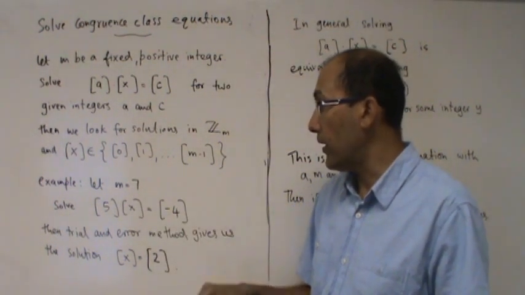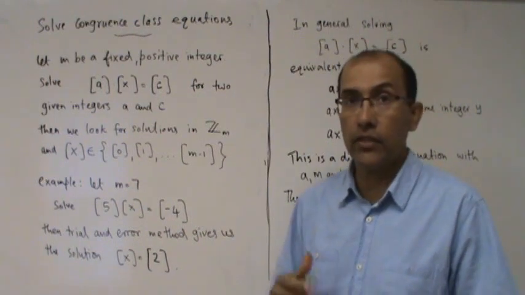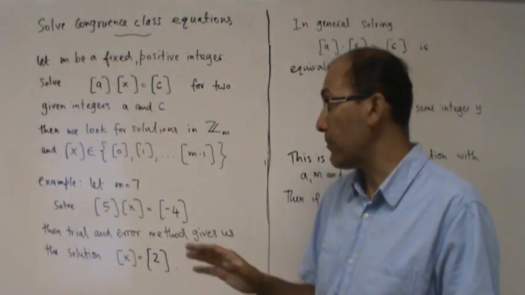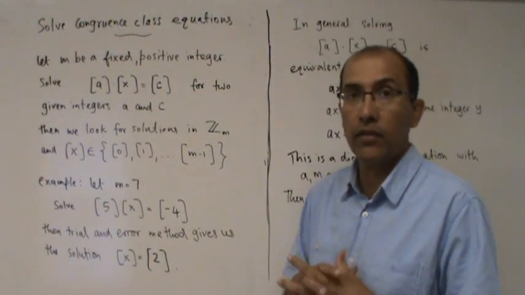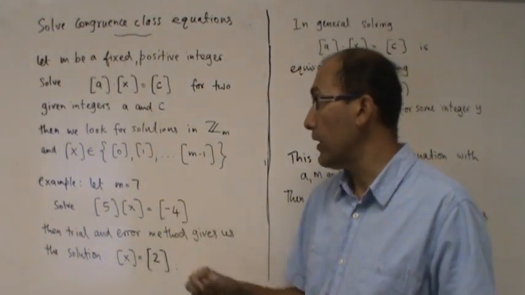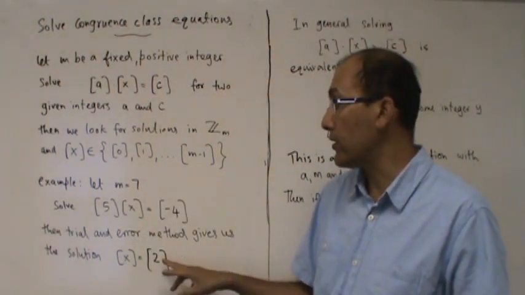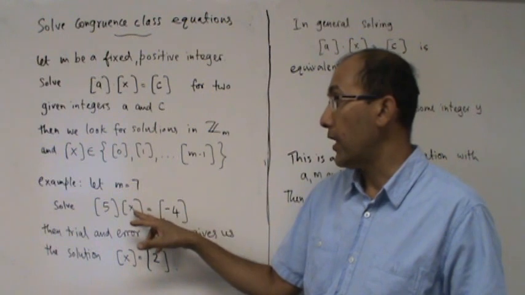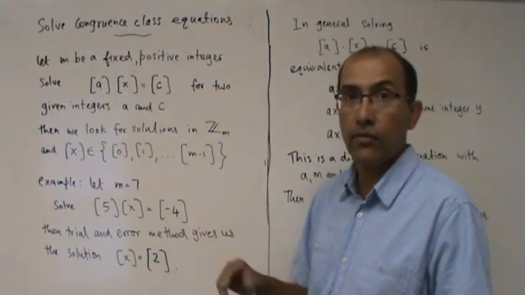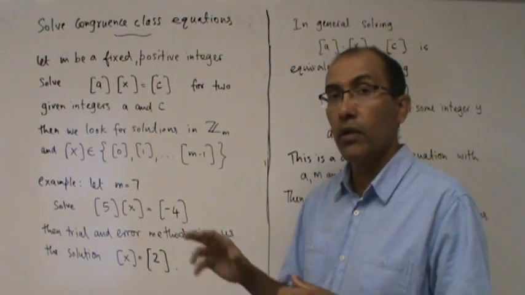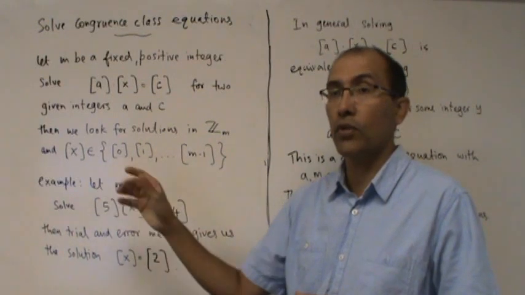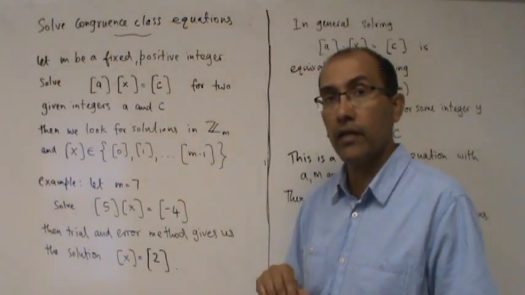Whether that solution is unique or not, we will discuss. There may be other solutions, but for us one solution is x = 2. Because 5 times 2 is 10, and 10 is related to -4, because 10 plus 4 is 14, which gets divided by 7.